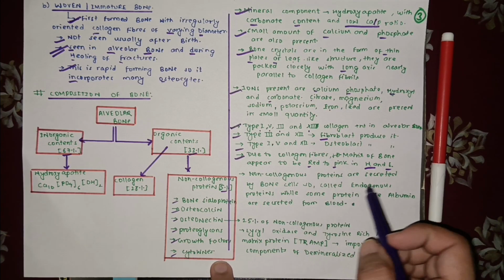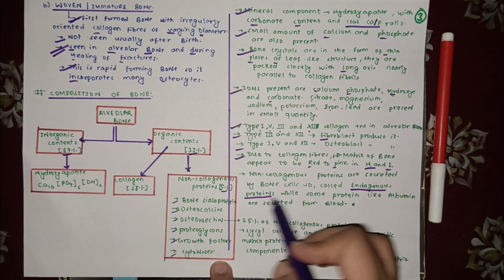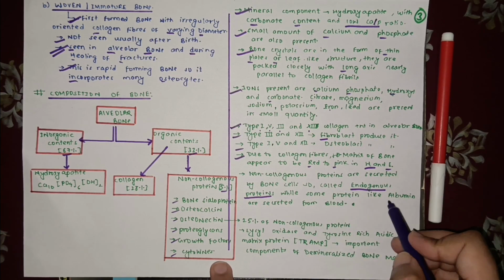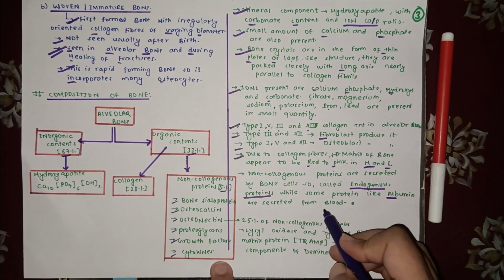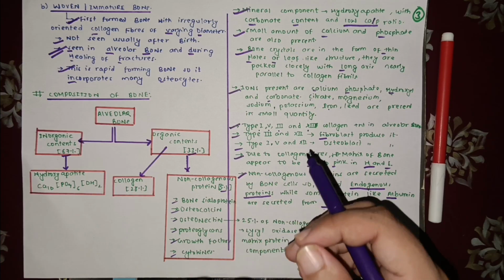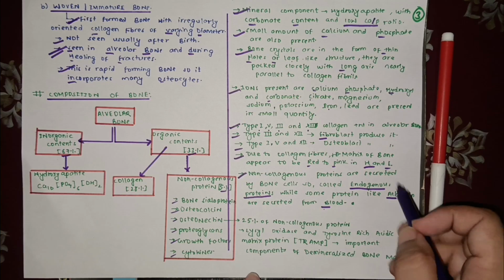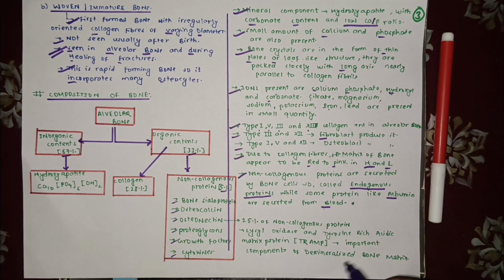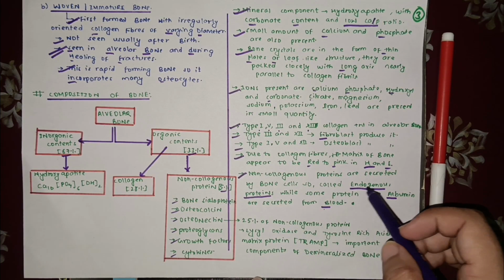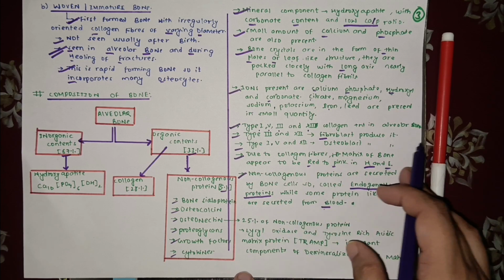After that, the non-collagenous proteins are secreted by the bone cell, so they are called endogenous proteins. They are mostly secreted by the bone cell, but sometimes they come from outside, like albumin. Albumin is also present in the bone and comes from the blood. It is mostly secreted in the liver and is present in the blood, so it is foreign to the bone and not secreted by the bone cells. The proteins mostly secreted by the bone cells are the endogenous proteins, and mostly these are the non-collagenous proteins.